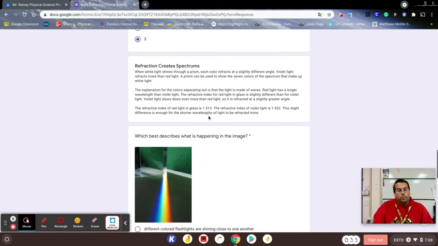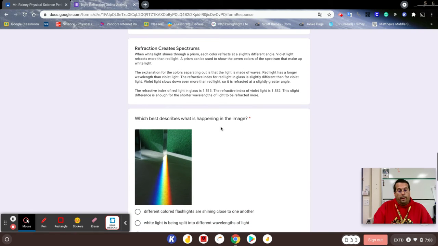We talked about prisms. When white light shines through a prism, we kind of bend that light into its component colors. Violet light refracts more than red light. So we can use a prism to show the 7 colors of the spectrum that make up white light. The explanation for the colors separating out the light is the waves.